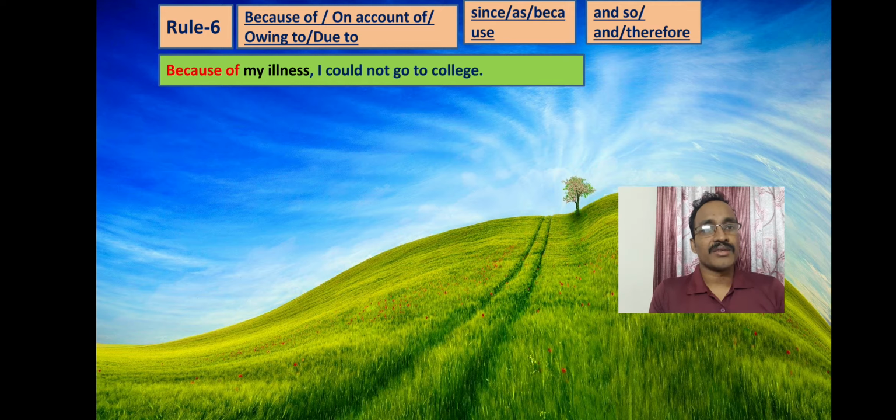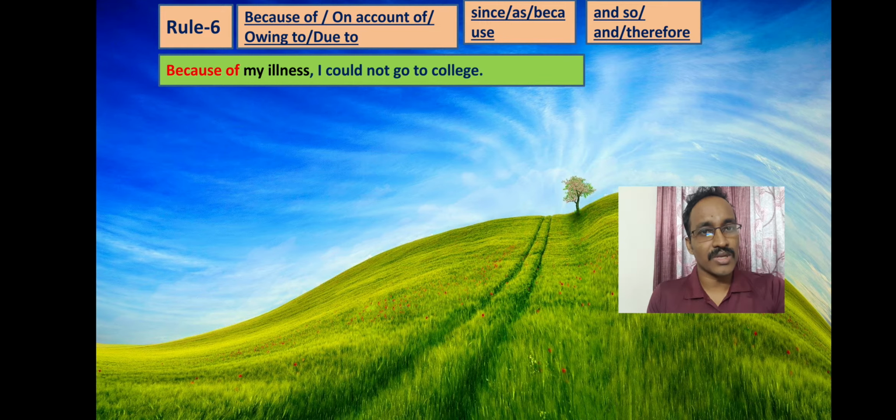Because of my illness, I could not go to college. So here you see, I could not go to college. The main components of this sentence, the subject and finite verb, are in this portion. What is the first portion you see? Because of my illness. This is a phrase. We will make this phrase into a clause using since, as, or because to make it a complex sentence.